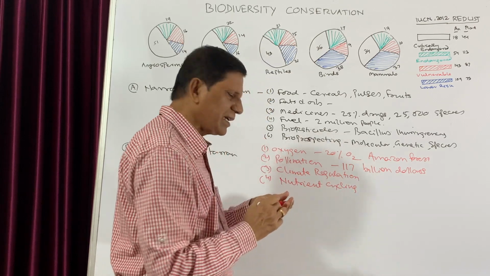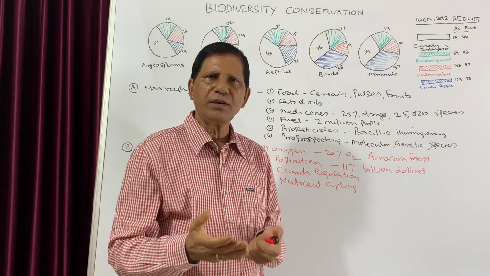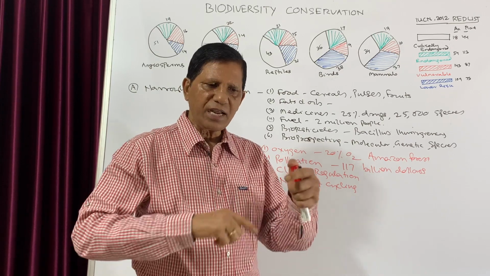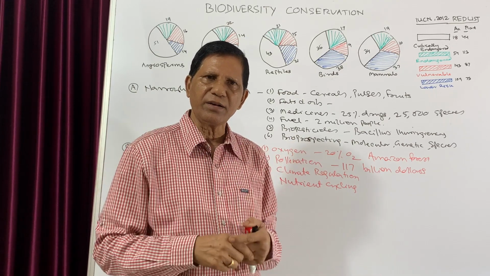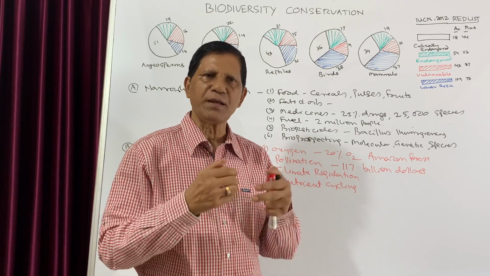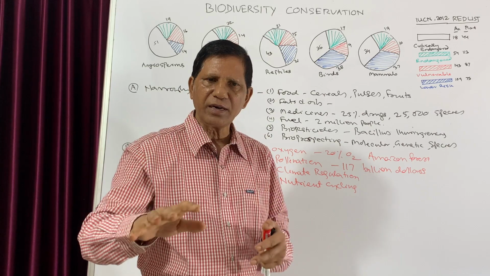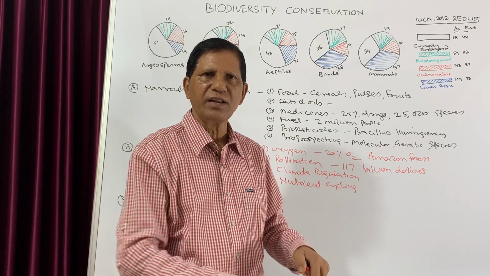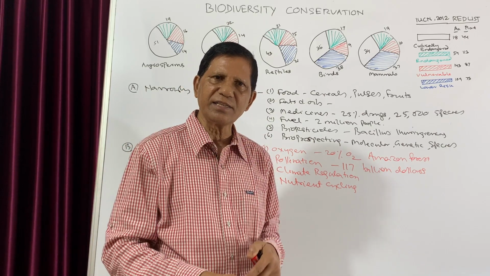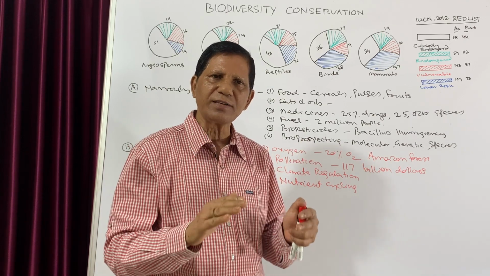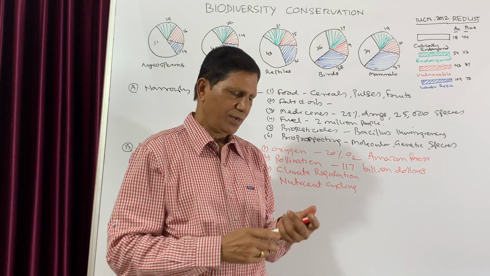So in nutrient cycling, whether it is nitrogen, carbon, phosphorus or sulfur, these are always running in a cyclic manner. From the soil the plants absorb them, then the animals eat them, then after death they are again mixing. All these biogeochemical cycles are possible due to the presence of different types of plants and animals.